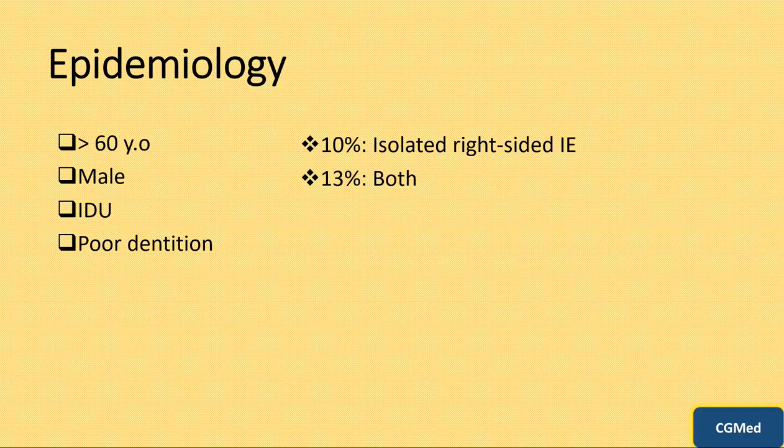and also it's important to recognize that most of the time the valves affected are going to be on the left side of the heart, such as the aortic and also the mitral valve. Only 10% of the cases are going to be on the right side, the pulmonic and the tricuspid valve, and 13% are going to have both sides of the heart affected.